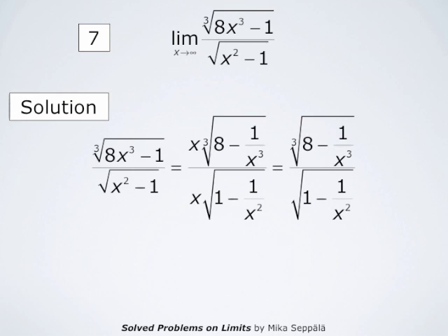Now as x approaches the positive infinity, 1 over x cubed and 1 over x squared both approach 0. Therefore the limit is just cube root of 8, which is 2. So the answer is that this limit is 2.